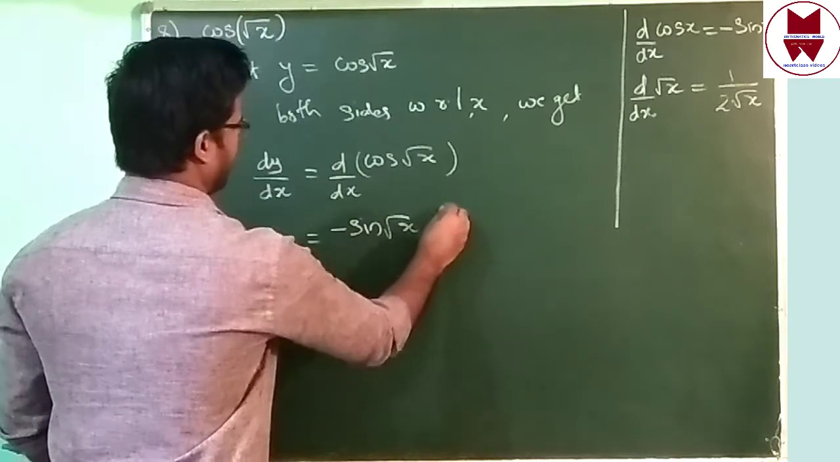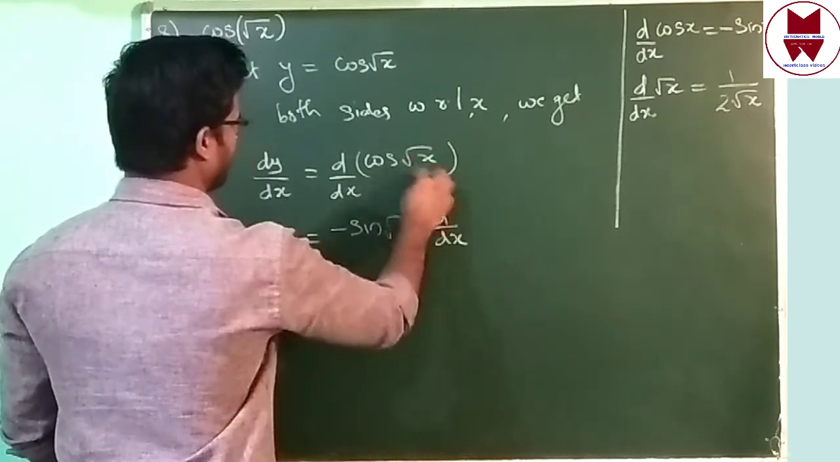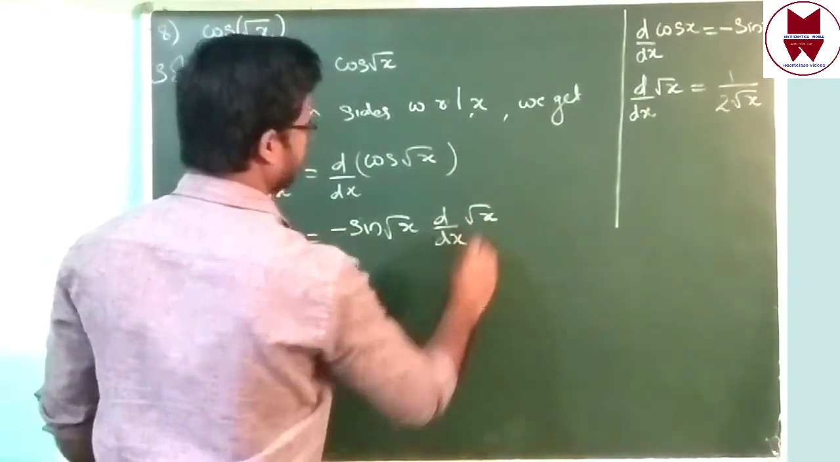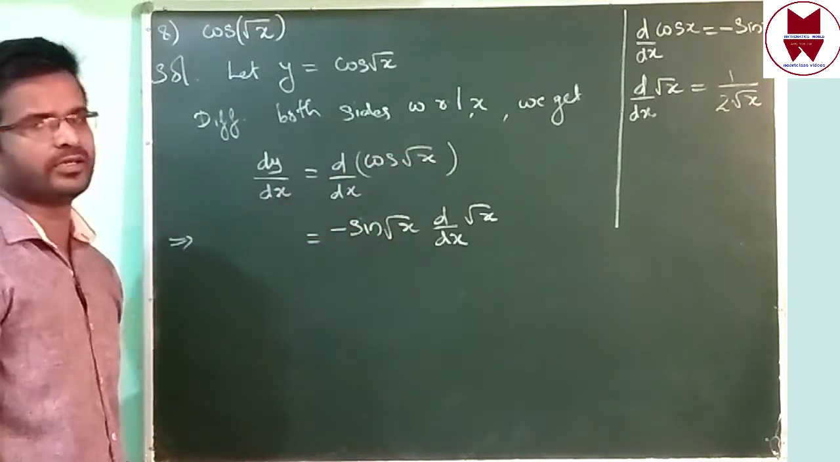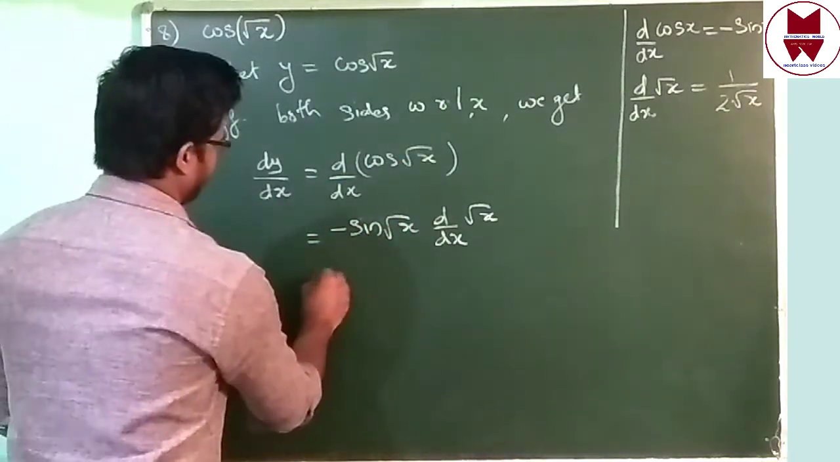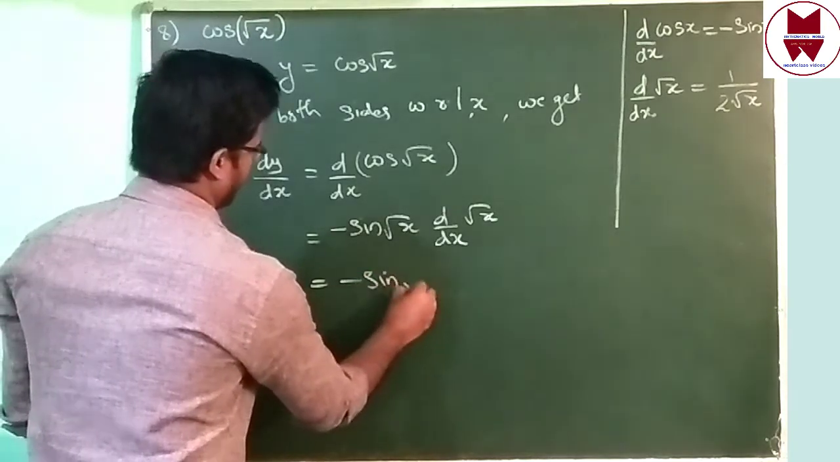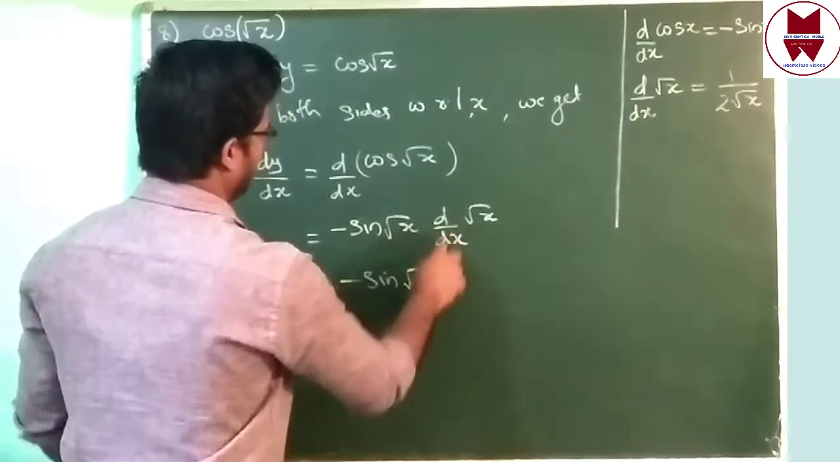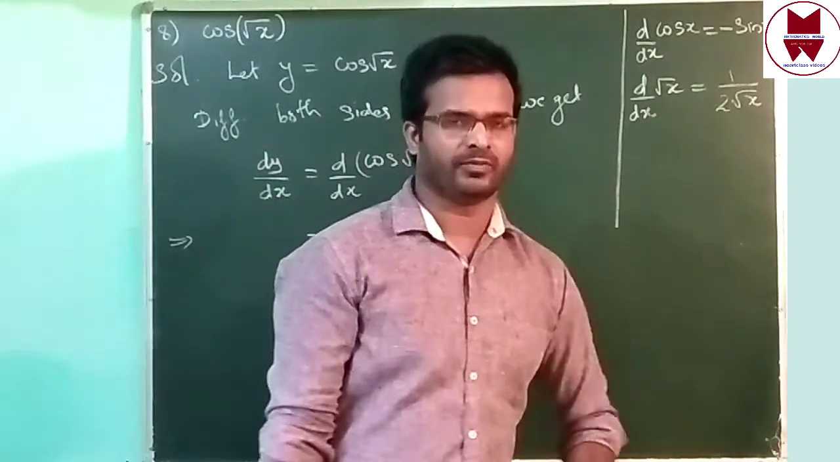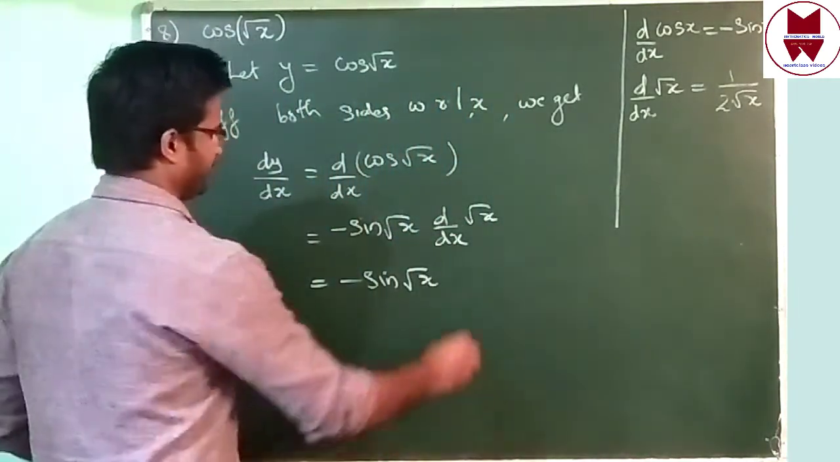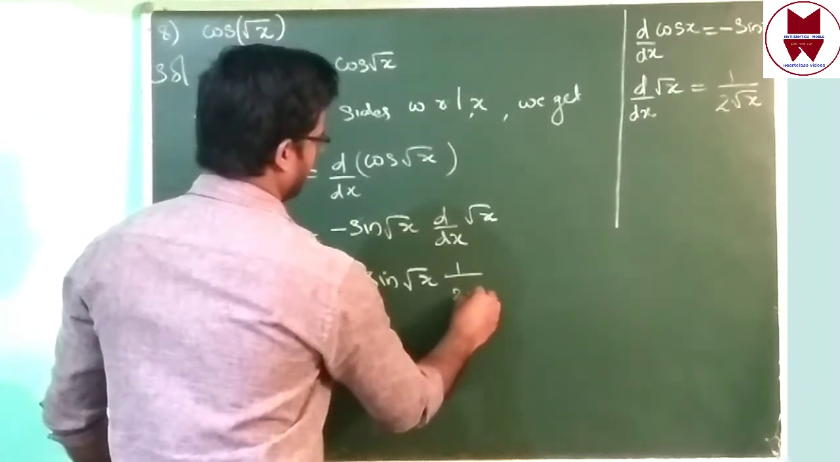Root x. Again d by dx of this root x also we have to do. It is a composite function, isn't it? Two functions are given here, cos and root x. Then minus sin root x, and d by dx of root x, use the second formula, that is 1 by 2 root x.